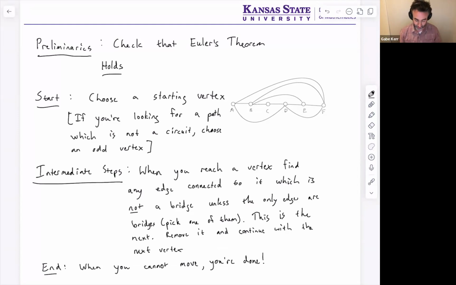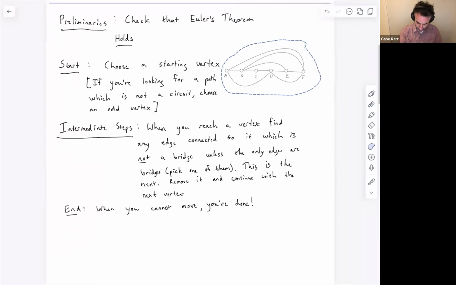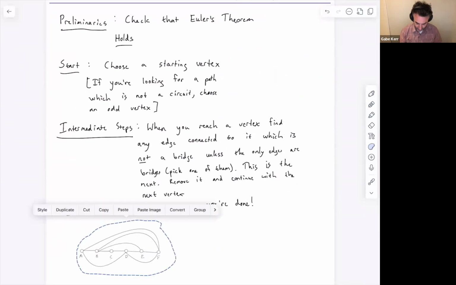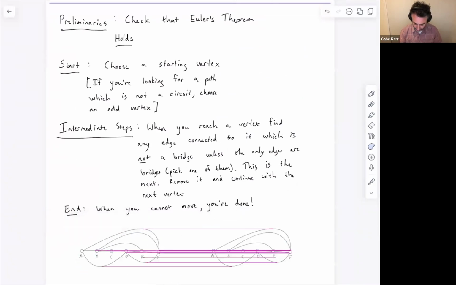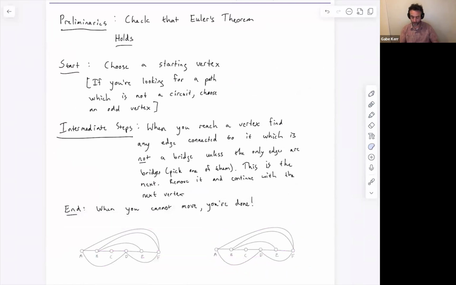All right, let's see how this works in examples. I have one written here, so I'm going to move it down a bit. I'm going to draw two versions of this. I'll put this one that has the full picture, and then I'll put another one where I'll remove edges as I go. All right, so the first thing to do is to check to see if Euler's theorem holds.